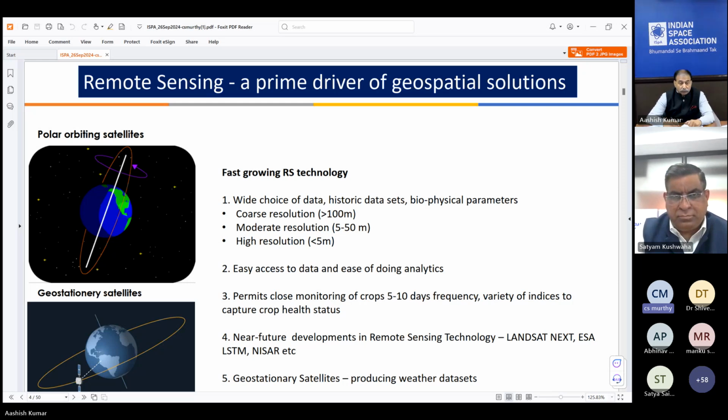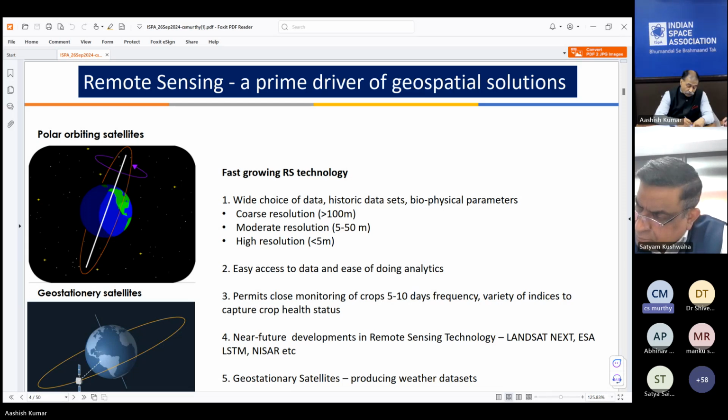So a very, very diverse choice of data that is specific to our application. If you want to monitor very localized conditions, yes, the data is available: 3-meter data, 5-meter data. And another important thing is this, we are now undergoing the phase called modern remote sensing. Modern remote sensing is characterized by a wide choice of data, first thing. Second point is the easy accessibility of the data. You know, a lot of data platforms, whether it is Google Earth Engine or Amazon or whatever it is. So easy access to the data is another characteristic feature of remote sensing technology today.